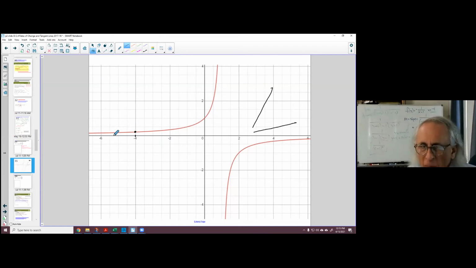Can you see that the slope of this red line is just slightly positive? You can see that, okay? Yeah, so it's not that they're canceling each other out, the negative and the negative. It just happens to be that way.